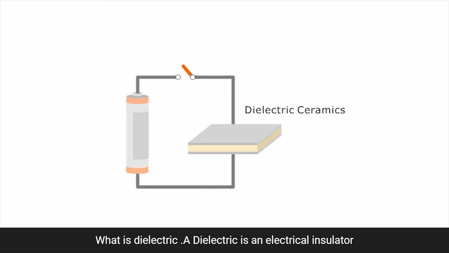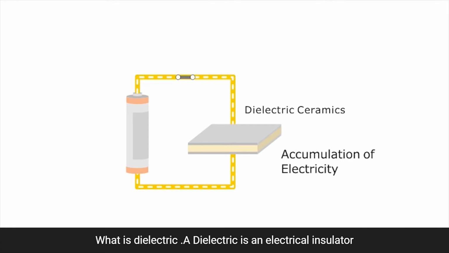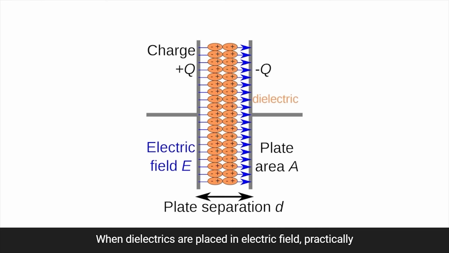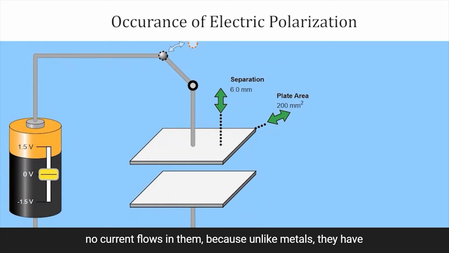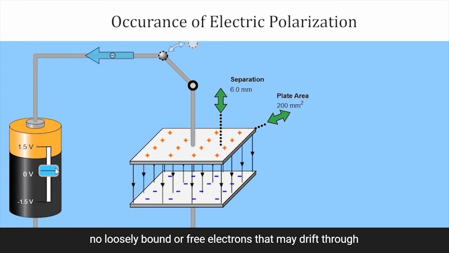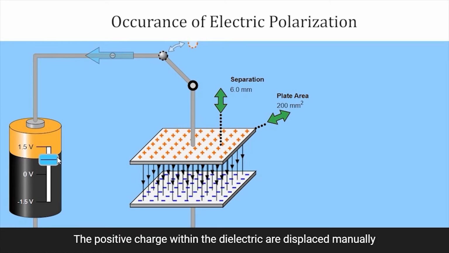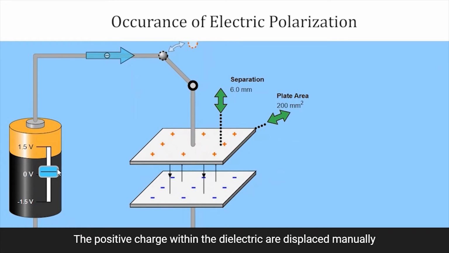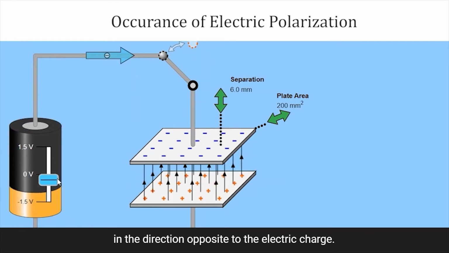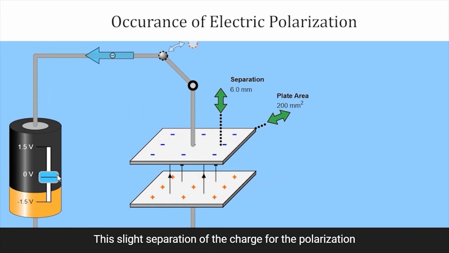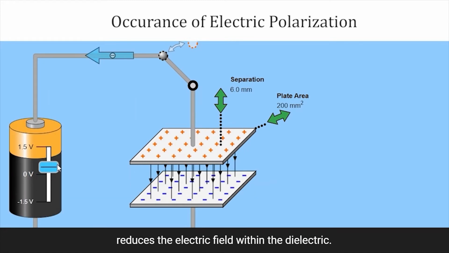What is a dielectric? A dielectric is an electrical insulator that can be polarized by an applied electric field. When dielectrics are placed in an electric field, practically no current flows in them because, unlike metals, they have no loosely bound or free electrons that may drift through the material. Instead, electric polarization occurs. The positive charges within the dielectric are displaced in the direction of the electric field, and the negative charges in the opposite direction. This slight separation of charge, or polarization, reduces the electric field within the dielectric.